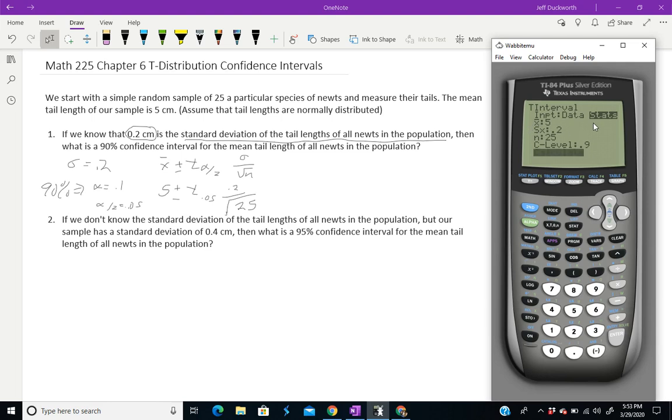T interval up top, we're doing summary stats. X bar is 5. S is actually sigma, and it's 0.2. N is 25, and our confidence level is 0.9. So we hit calculate, and we get an interval.